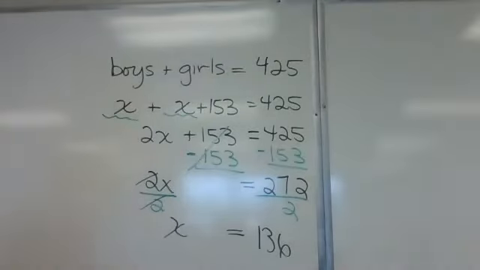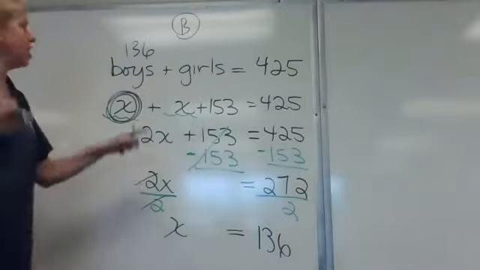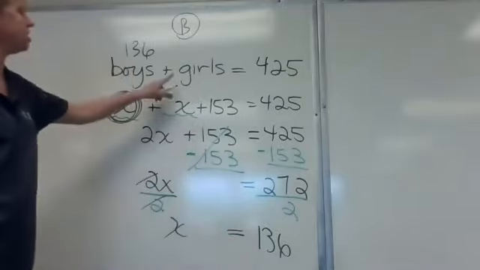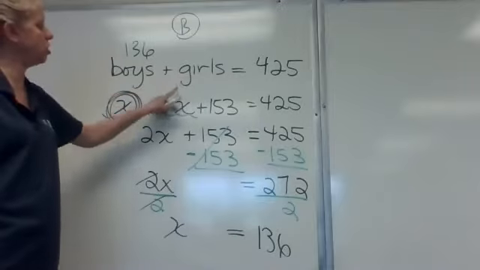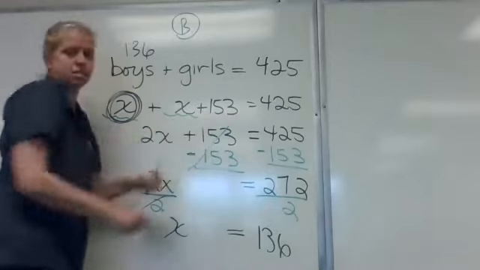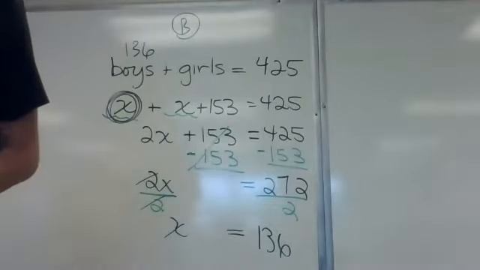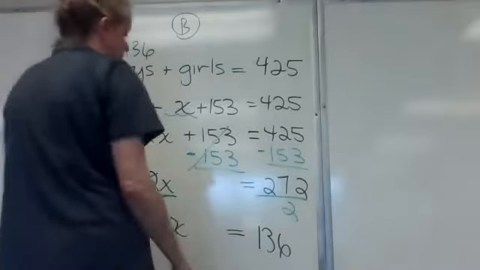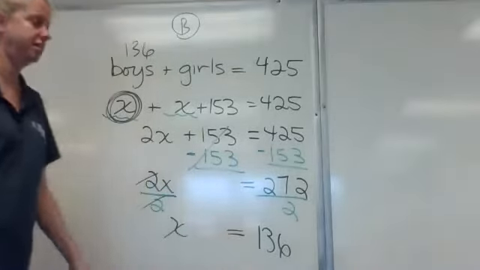If they would have asked you how many girls were in the class, what would you have done from here? Once you got that 136, what's representing the girls? The x plus 153, which would have been 136 plus 153. I would have had to add those together. Okay, but it didn't. It asked me for boys. I'm just saying if it did ask you for girls, you would have had to go further, right?